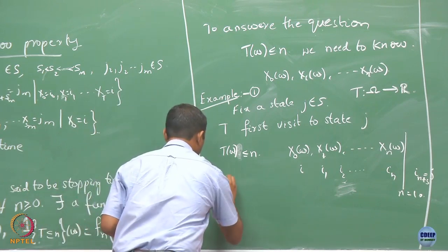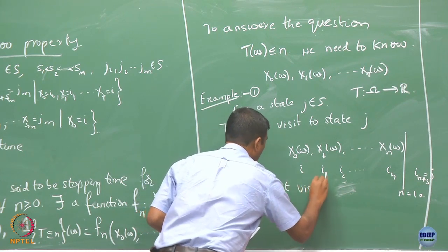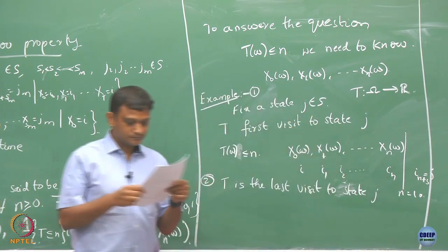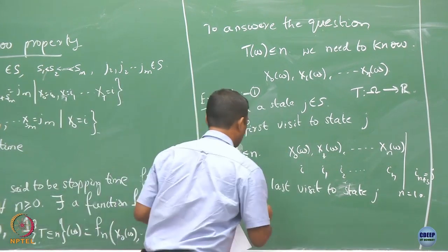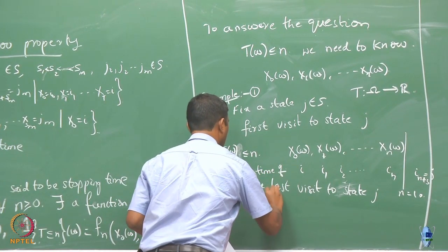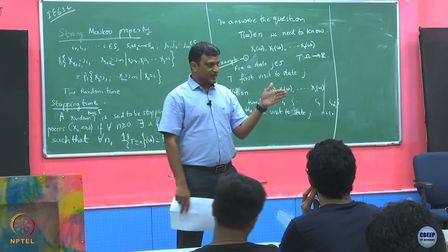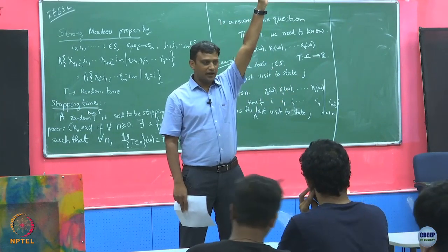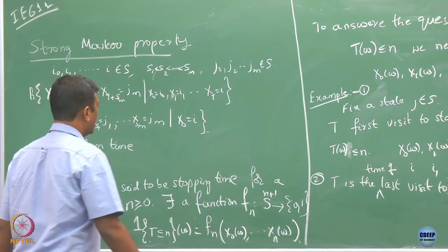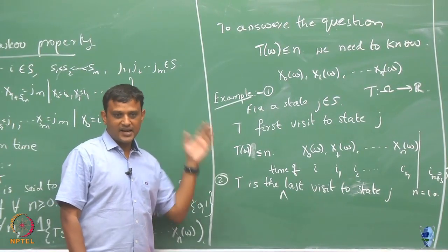Let us say now T is the last visit to state J. This is the time of the last visit to state J. This means after this J has happened, J is not going to happen after that at all. Is the meaning of this random time clear to you? This random time T is the last visit of state J.